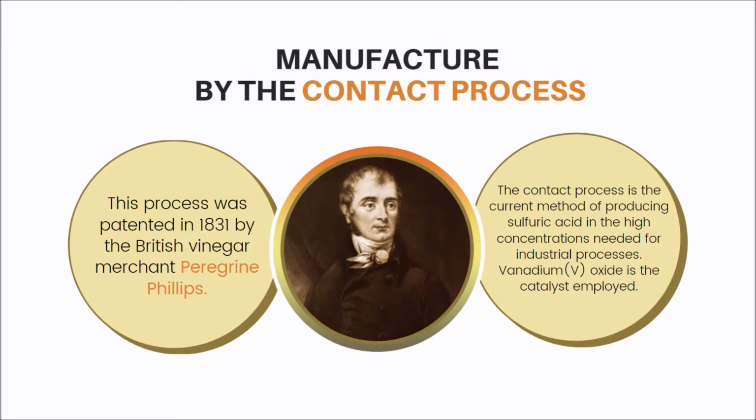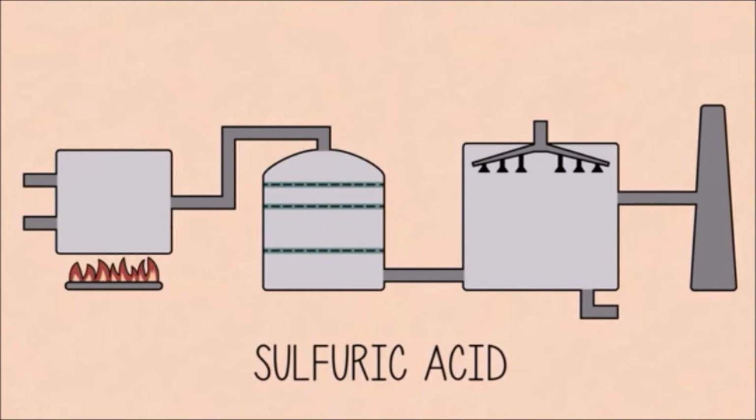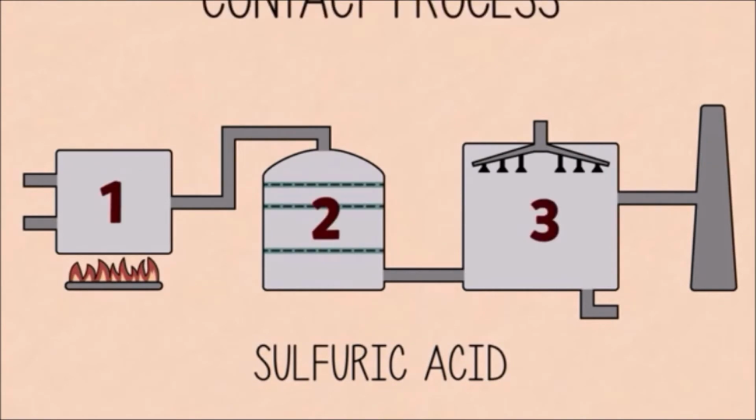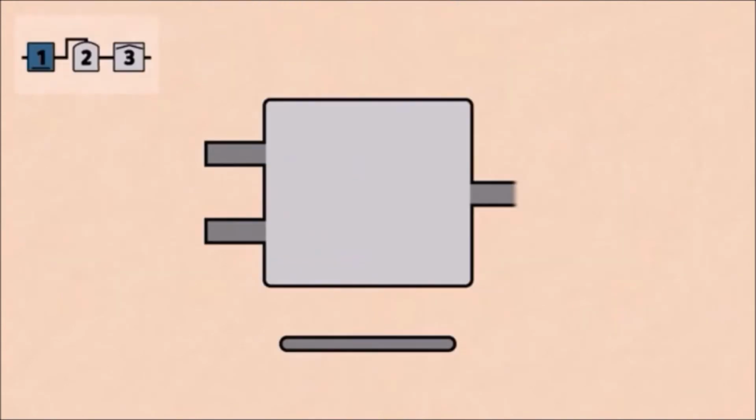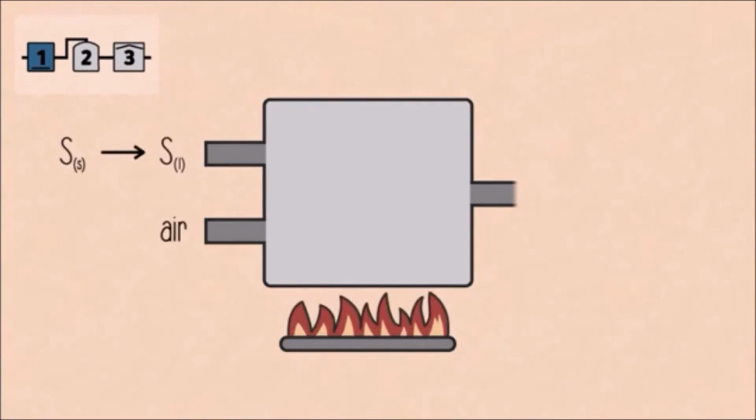The contact process is the current method of producing sulfuric acid in the high concentrations needed for industrial processes. Vanadium oxide is the catalyst employed. So here is how the contact process works. Sulfuric acid is made in a three-step process called the contact process. In stage 1, sulfur is obtained in its elemental form, a solid. It is melted and is then combusted in oxygen. The product formed in this stage is sulfur dioxide.